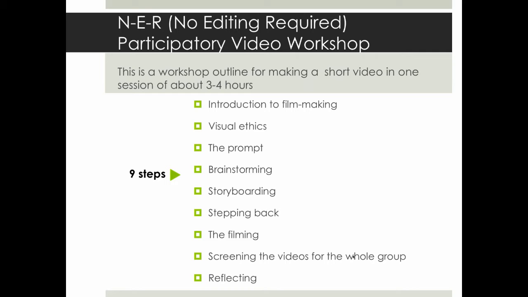The prompt, which I mentioned before in relation to my work, as well as the brainstorming and storyboarding work. And then we tend to usually take a step back with the group and look at the process and where we're going and where we've come from before we jump into the filming process, then screening the videos, and then reflecting on what we've seen on the screen.